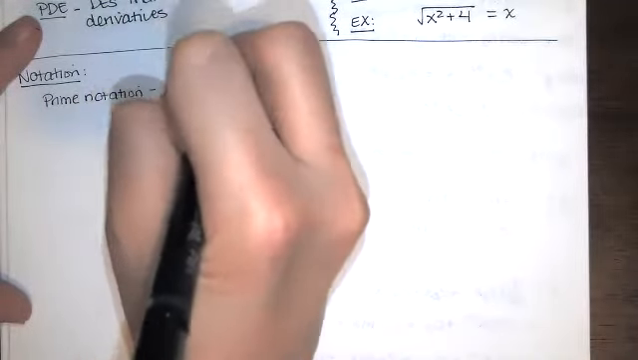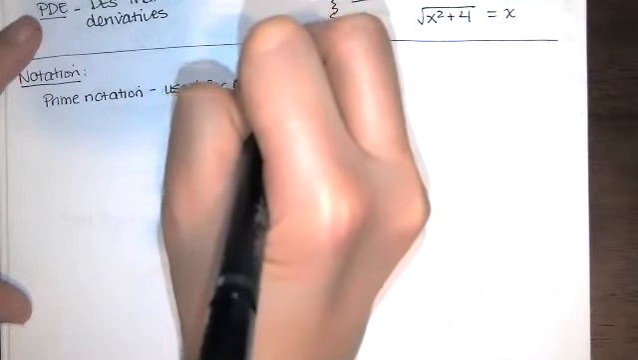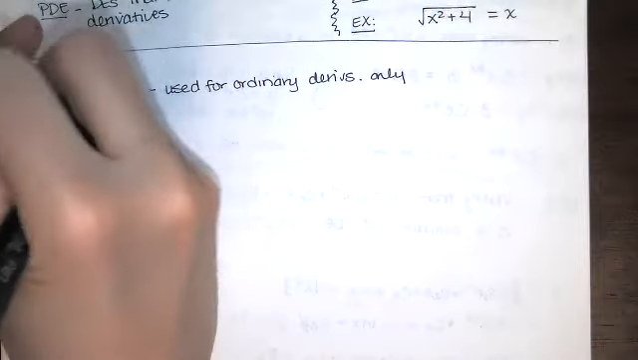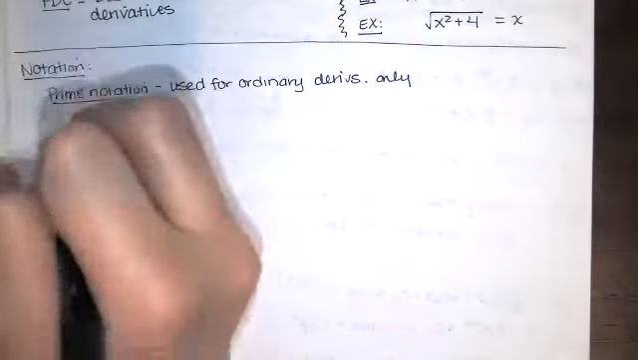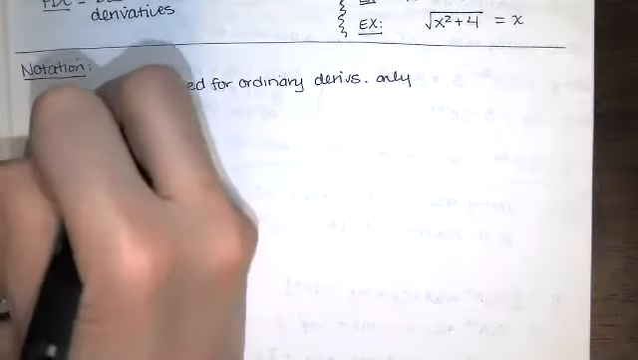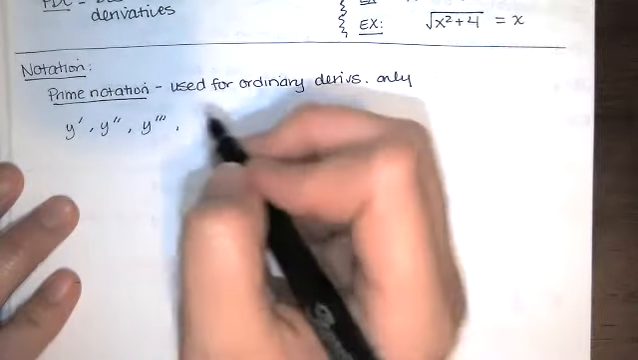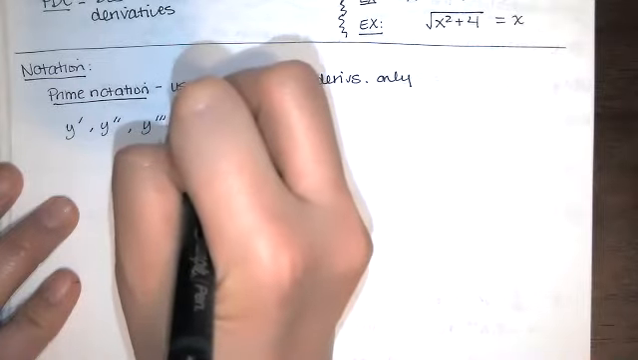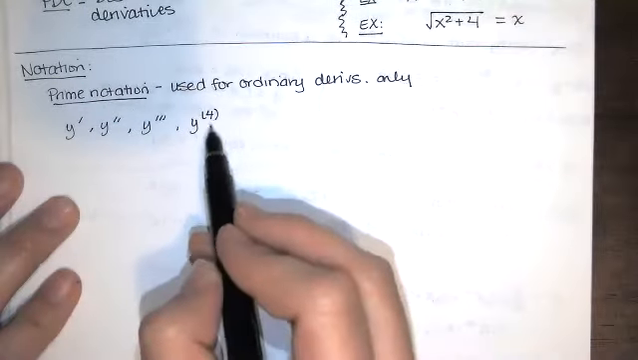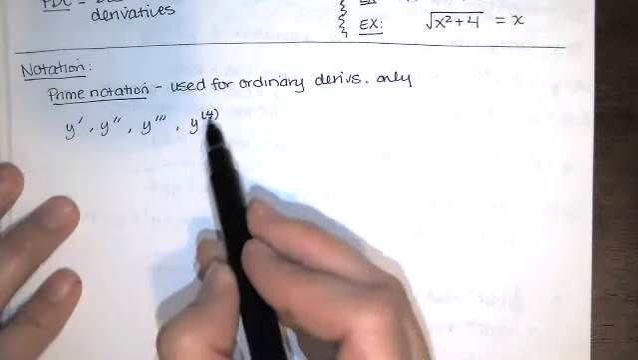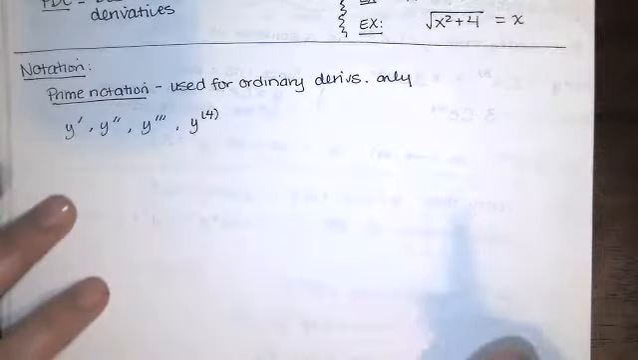So we've got prime notation. Prime notation is used for ordinary derivatives only. And so we might have y prime, that's the first derivative, y double prime, that's the second derivative, y triple prime is the third derivative. Now after that, we don't write y quadruple prime, we start writing the order of the derivative, that's the number of derivatives we're taking, in parentheses. So this is the fourth derivative of y with respect to some variable.